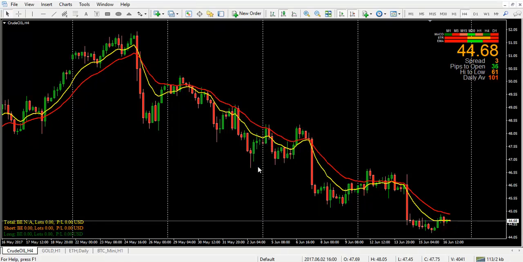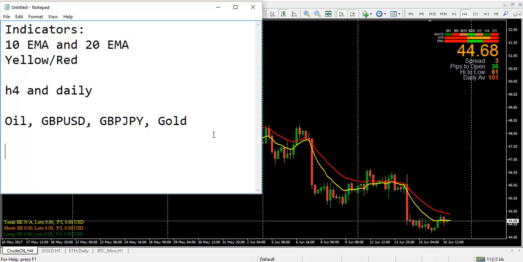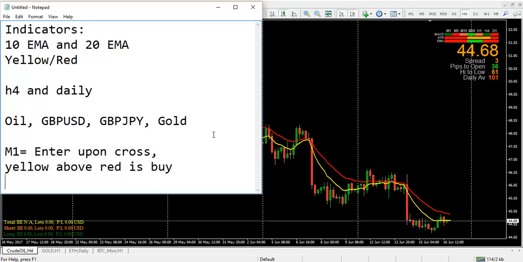Now there are so many ways to trade this strategy. Okay, let us look at the first method. Method 1, M1. This is not minute 1, it's method 1. Enter upon cross. What do I mean by enter upon cross? Yellow above red is buy, yellow below red is sell.